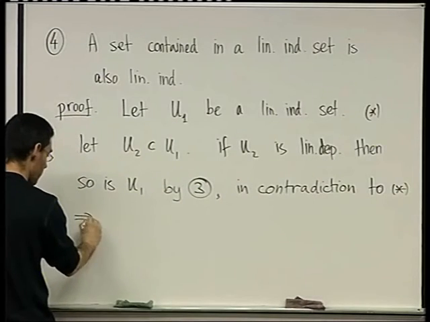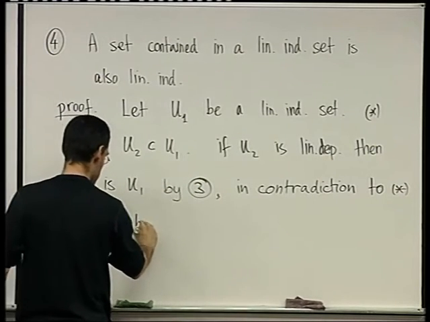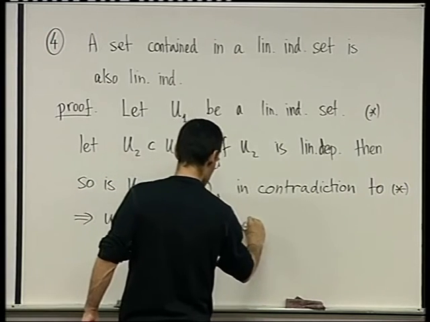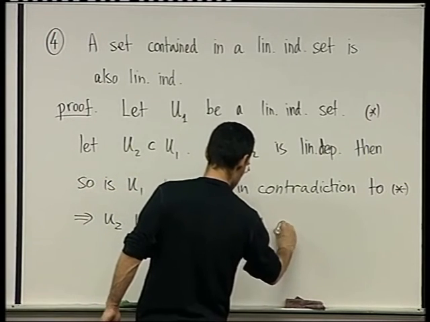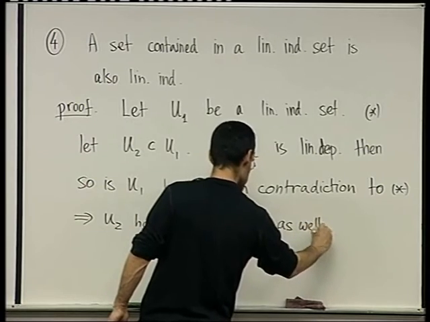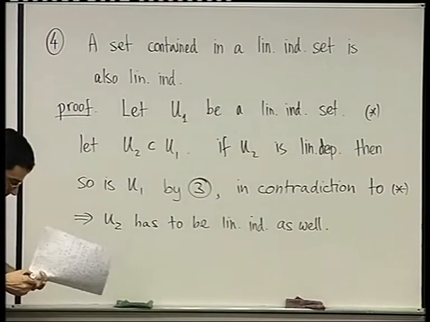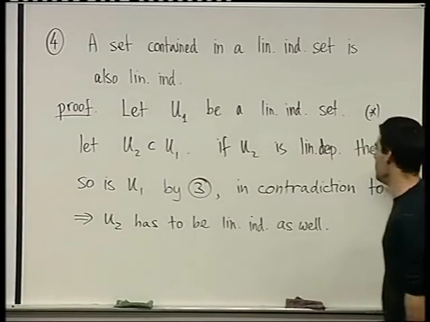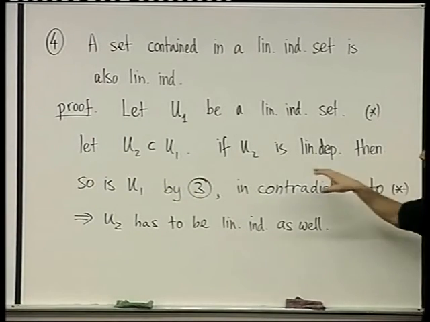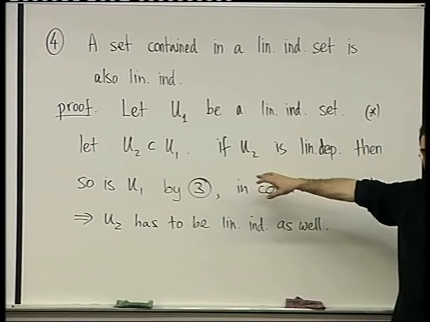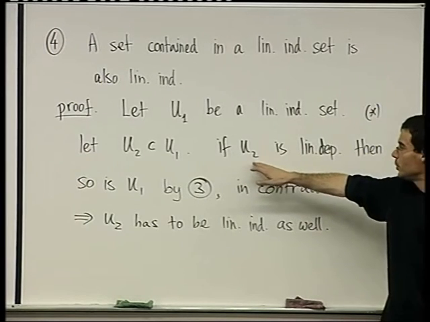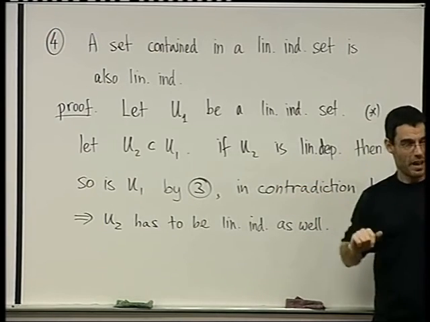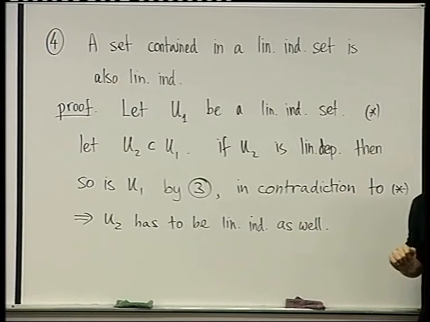So therefore, U2 has to be linearly independent as well. I probably have my tenses wrong here, right? It's not "if U2 is linearly dependent, then so is U1." I probably should say something like, had U2 been linearly dependent, then U1 would also have been, or something like that, right?